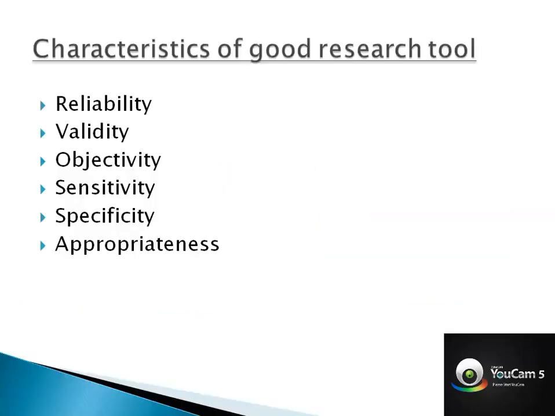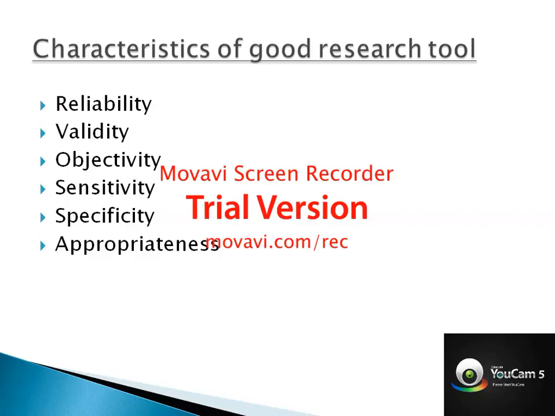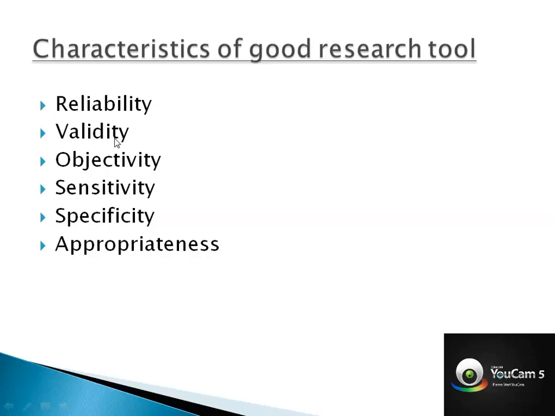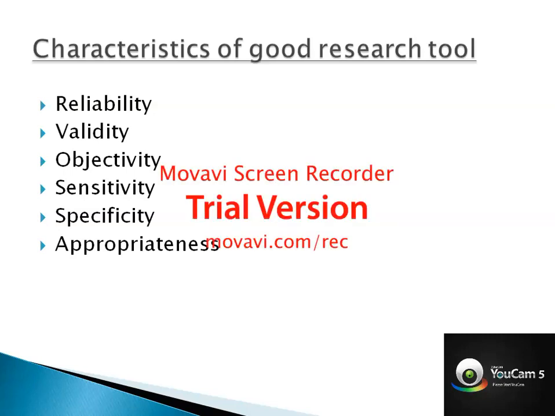Before going to validity and reliability, you should know the characteristics of a good research tool. A good research tool relies on these characteristics: reliability, validity, objectivity, sensitivity, specificity and appropriateness. The most important are validity and reliability. We'll discuss each one in the coming slides.